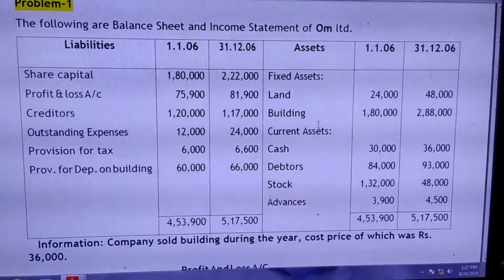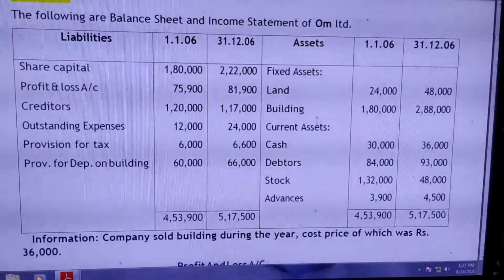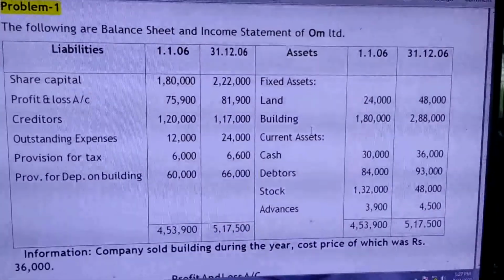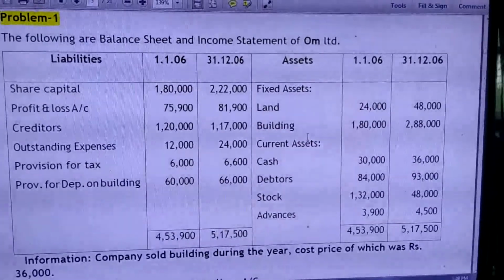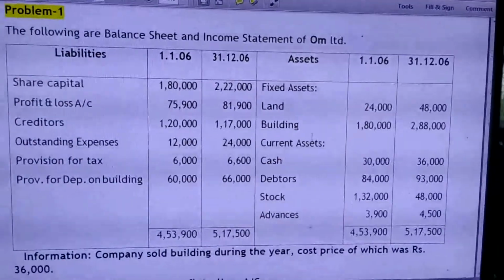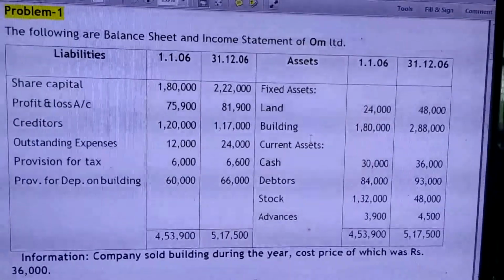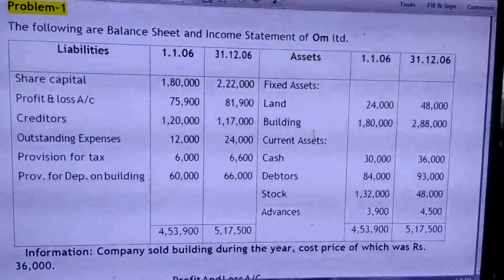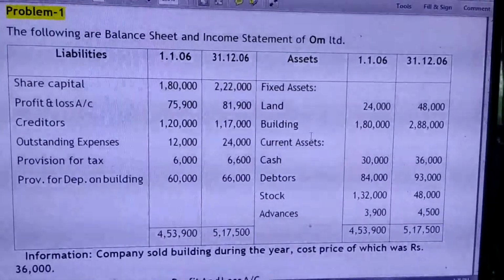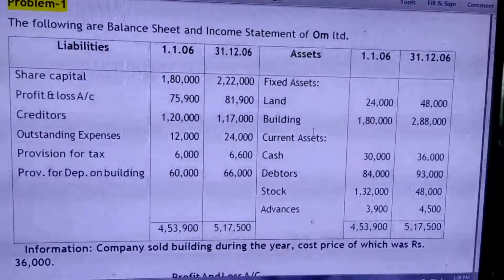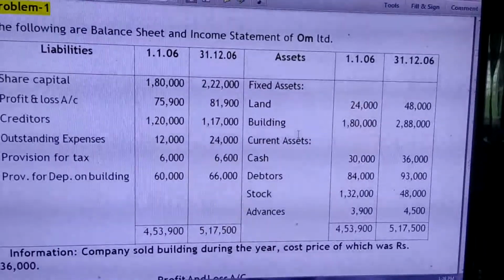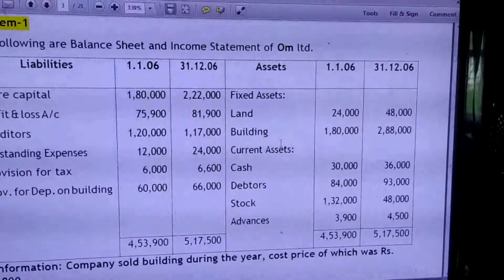The following are the balance sheet and income statement of Om Limited. You have a list of liabilities and assets for the two periods, 1/1/2006 and 31st December 2006. Liabilities: share capital, 1,80,000 as the opening balance on 1/1/2006, and 2,22,000 on 31st December 2006, then profit and loss account, creditors, outstanding expenses, provision for tax, and provision for depreciation on building. On the asset side you have land, building, and current assets: cash, debtors, stock, advances.